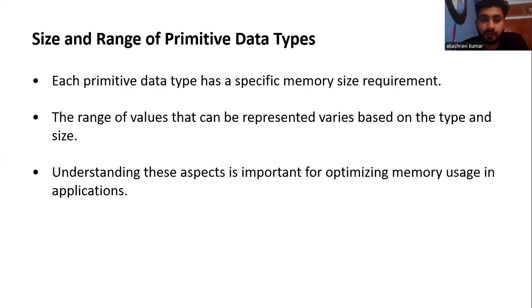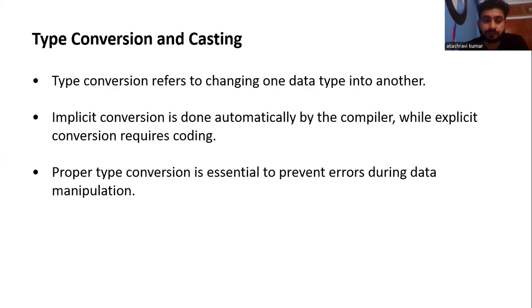Size and range of primitive data types. Each primitive data type has a specific memory size requirement. The size of values that can be represented varies based on the type and size. Understanding these aspects is important for optimizing memory usage in applications.